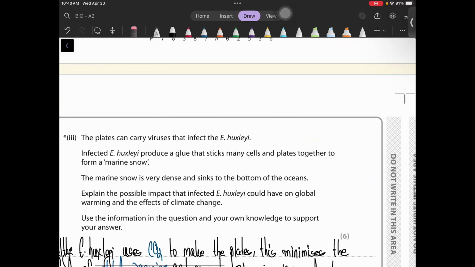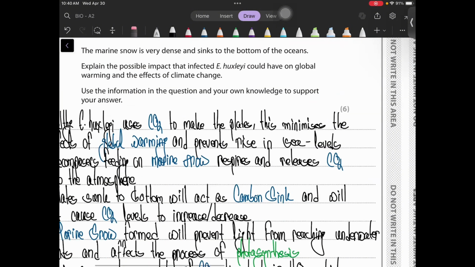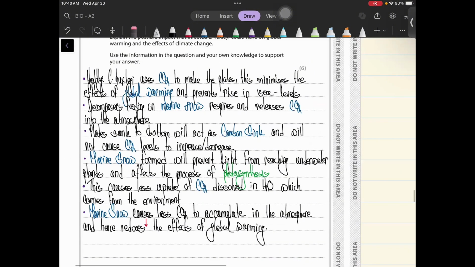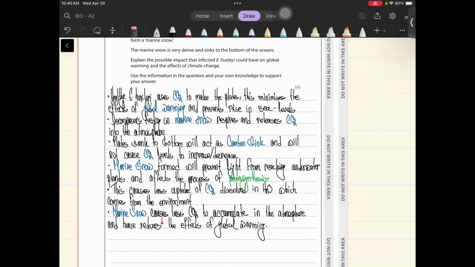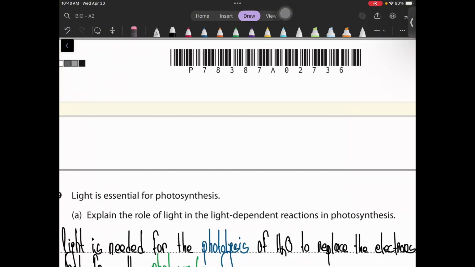Yeah, and I have written this down here. All right, so moving on to the next question and the last question of the paper. Light is essential for photosynthesis. Explain the role of light in light dependent reactions.